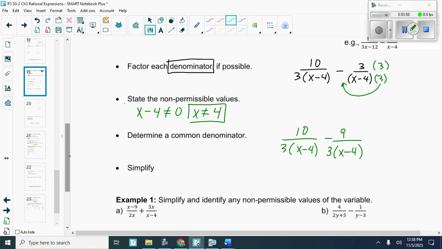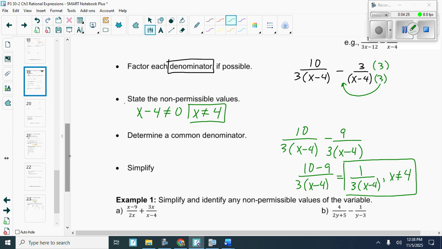So what we usually do is we write these, we combine the denominators. So we could have just written this as 10 minus 9 all over 3 times x minus 4, and then we just simplify. 10 minus 9 is 1. So we have 1 over 3 times x minus 4, x cannot equal 4.